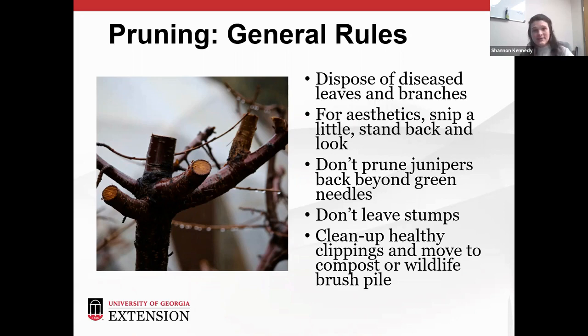Do not leave stumps. This image really shocked me. It's just a whole mess right at that node, and it looks like the beginning of some really terrible pollarding. So do not leave the stump of the branch. Make sure you go all the way to either the branch collar or a node on the branch. And clean up healthy clippings to compost. There's no issue with that as long as there is not a disease on the plant.